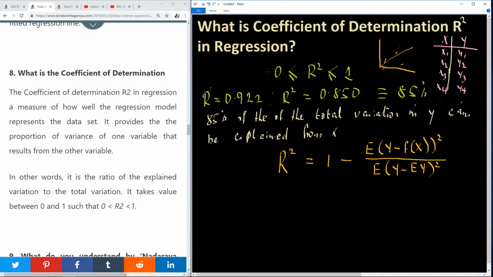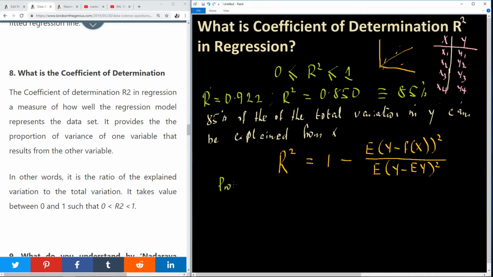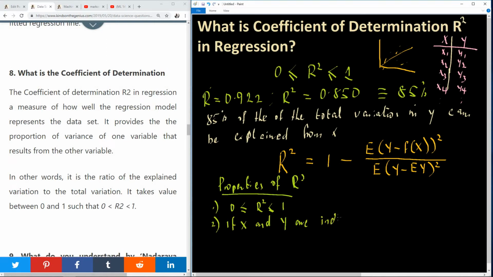And before I round off, let me just outline a few properties of R squared. The first one that you already know is that 0 is less than or equal to R squared is less than or equal to 1. Another property says that if X and Y are independent, meaning no relationship, then R squared is equal to 0.